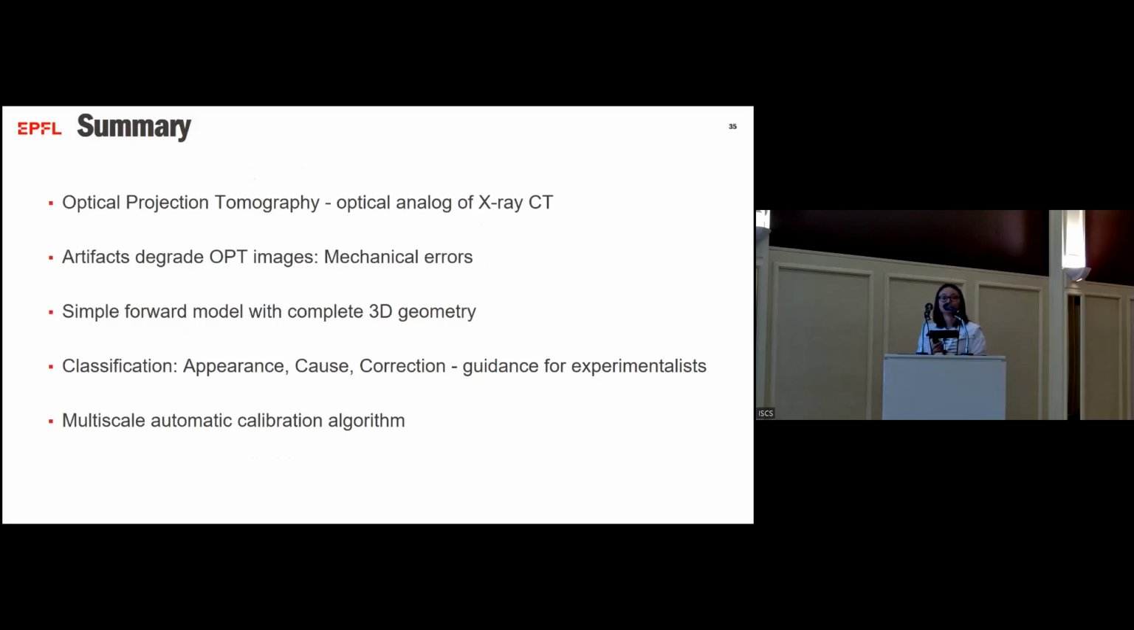And to sum up, we talked about an imaging modality called optical projection tomography. It's an optical analog to X-ray CT. The OPT reconstruction images sometimes suffer from artifacts, in particular due to mechanical errors in the imaging system. We used a simple forward model to describe the 3D geometry of OPT. Then we use this model to classify the different types of artifacts according to their appearance, their cause, and the correction methods. This provides guidance for experimentalists to have an insight into the system.